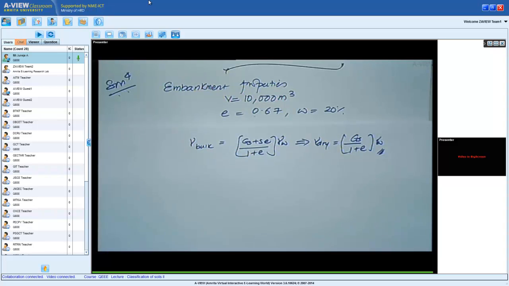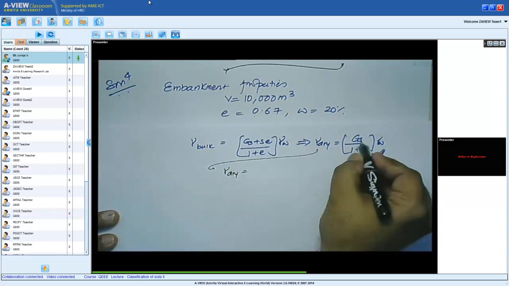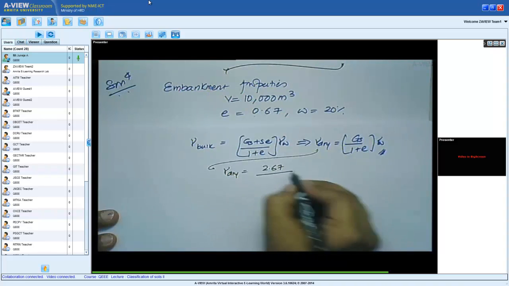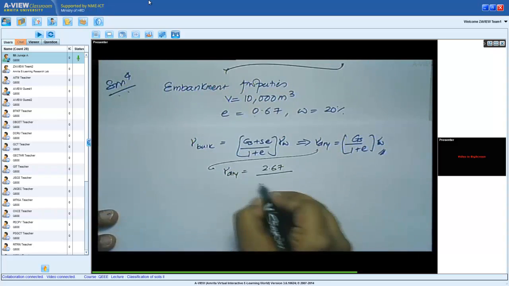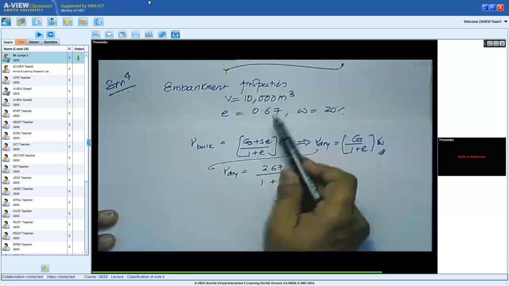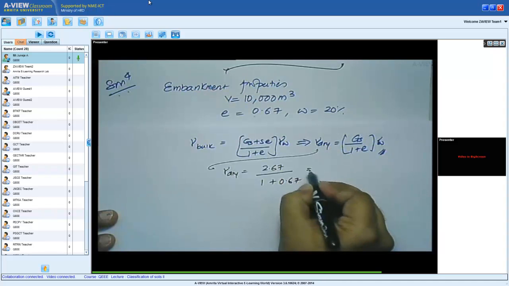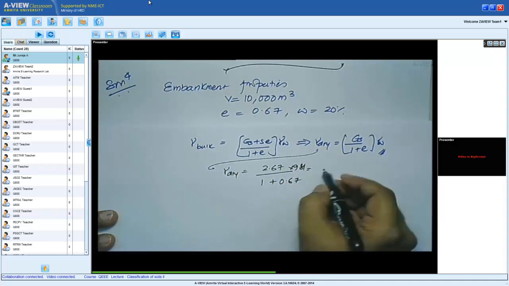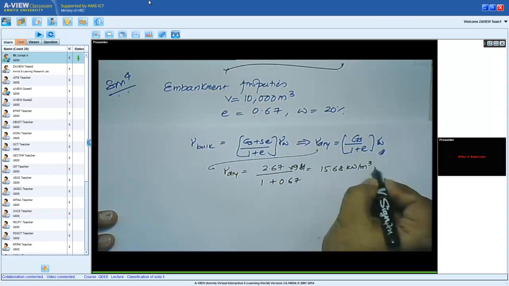So the dry unit weight, gamma dry, equals Gs of the soil, which is given as 2.67. It's the same Gs for both soils, both have the same Gs value. If you go to the question slide, 2.67 divided by 1 plus void ratio. We are looking at the embankment, the final, so the final void ratio is 0.67, times 9.81. If you plug in the numbers, you will get a final dry unit weight of 15.68 kilonewton per meter cube.